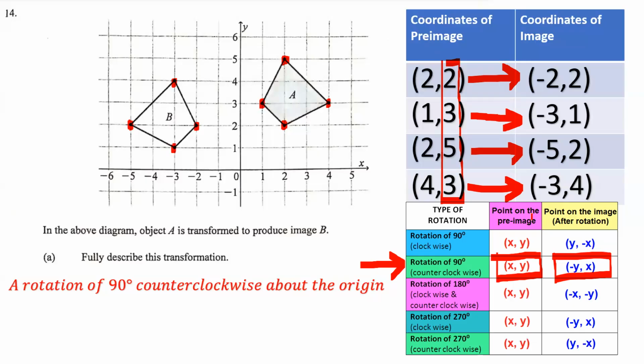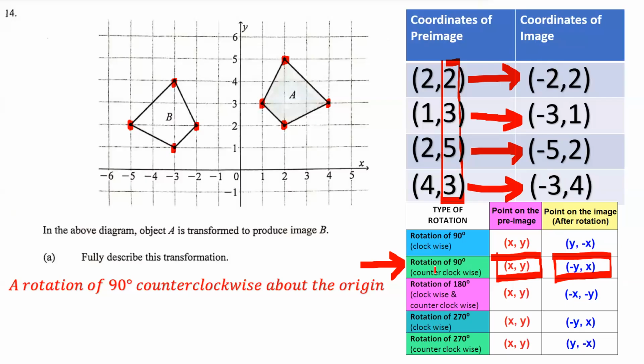Right? And that's exactly what we did. We took our X and Y, we switch them, then we just negate the Y value. All right, so again, we took our X and Y, we switch them, right? And we negate the Y. And that's exactly what we did.